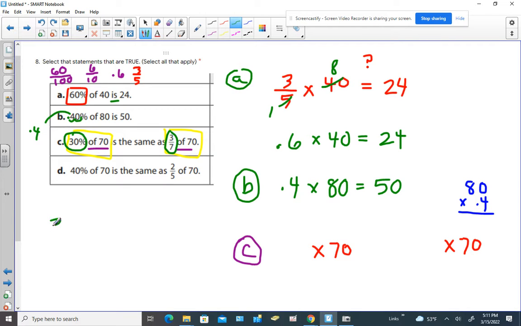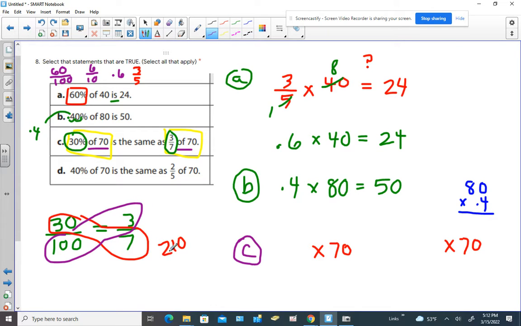So let's look at 30% as a fraction that's not simplified, because percent, remember, means 30 over 100. Is that equal to 3/7? Let's say you're not sure. Check your cross products. This cross product would be 3 times 7 is 21, and we just have to throw that 0 on there. Is 100 times 3 also 210? It's not. It would be 300. So since the cross products don't match, these two values are not equivalent.